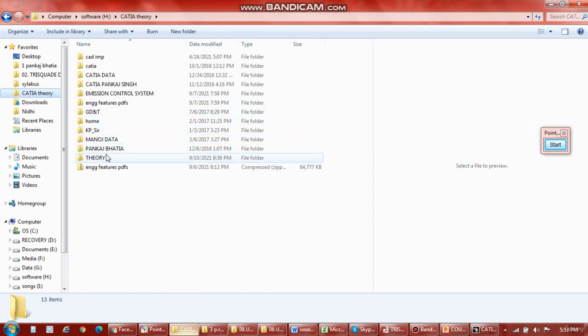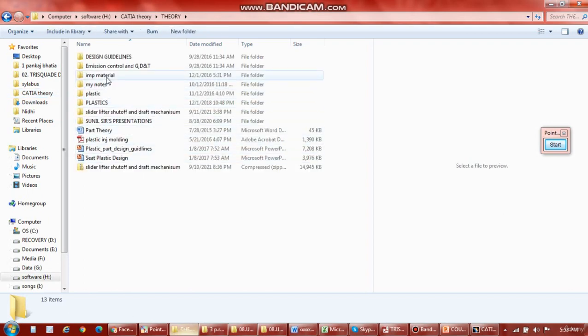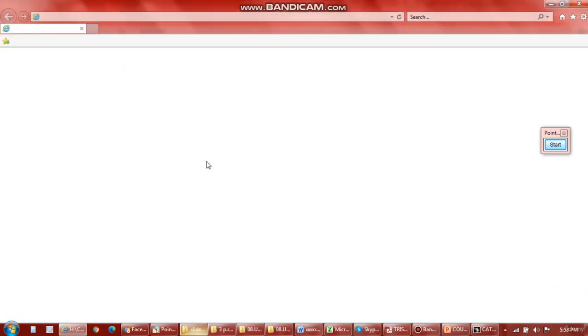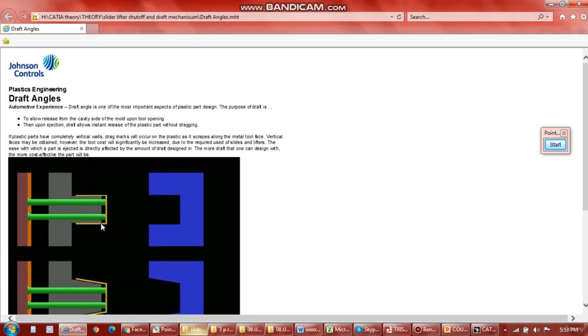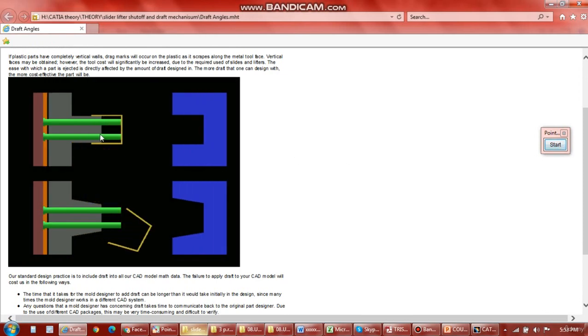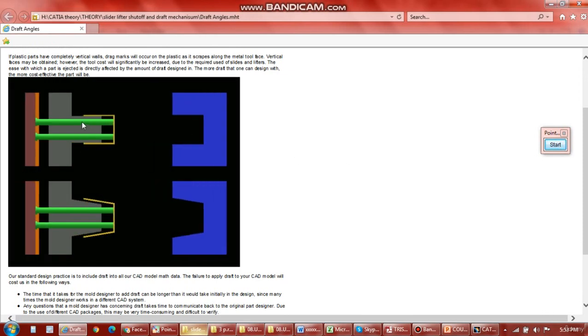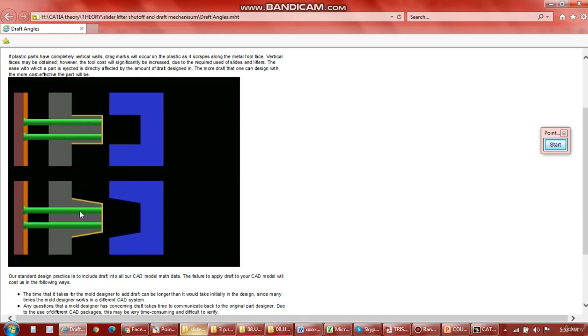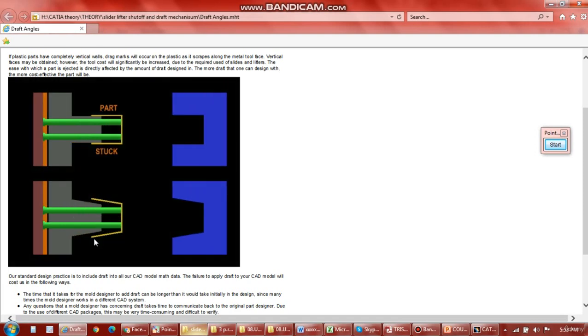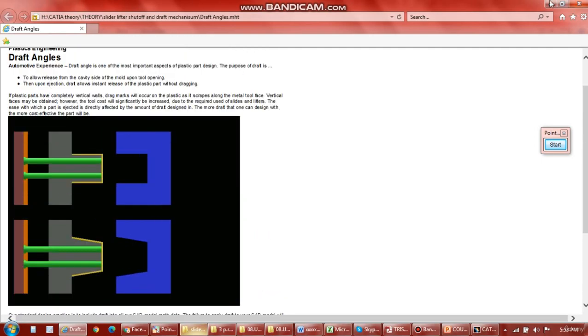So draft angle we already discussed. What are draft angles? If you want a definition, this is the meaning of draft angle. You can see in both the pictures: this is without draft and this is with draft. So this is the importance of draft.